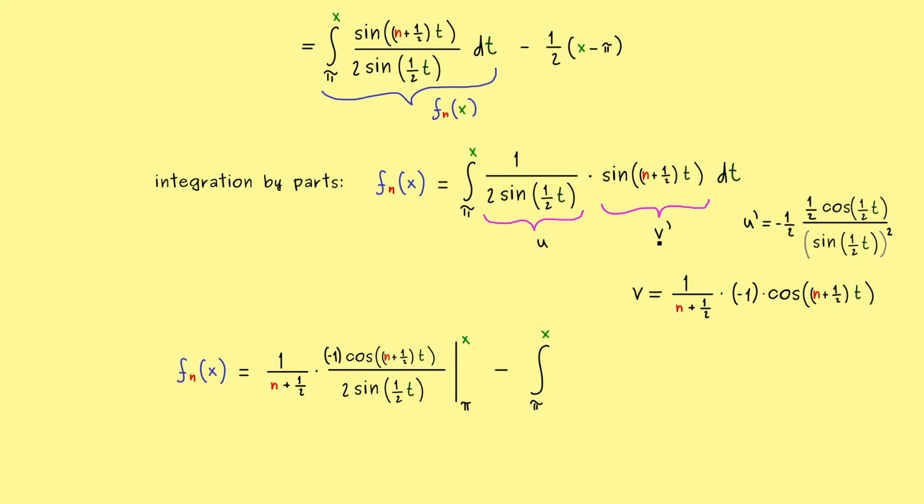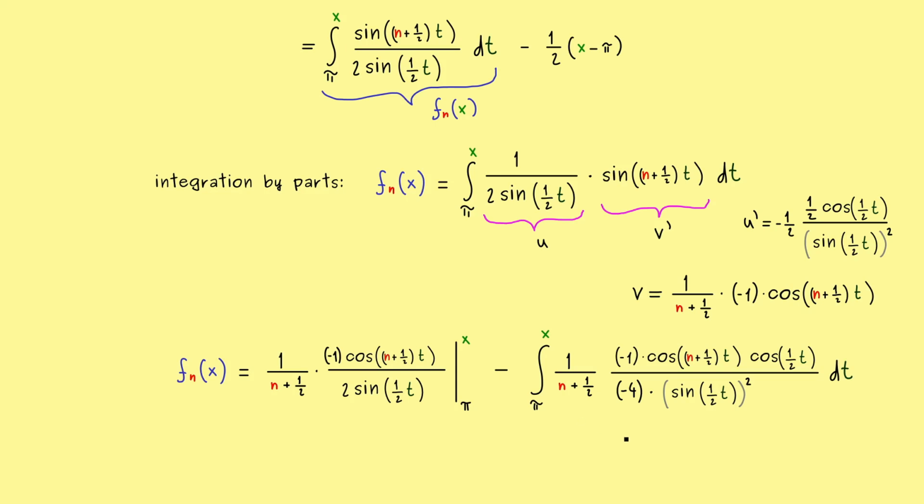However, instead of u times v prime, we now have u prime times v inside. So first we have our nice constant again, and then a whole fraction. And in the numerator, we just have to multiply these two cosine functions. And there the factor minus 1/4 we can put in the denominator. And in fact, in the denominator we don't have so much, we just have our sine function squared. And that's it. And maybe it looks more complicated than before, but please don't forget, now we have this nice factor where n is in the denominator.